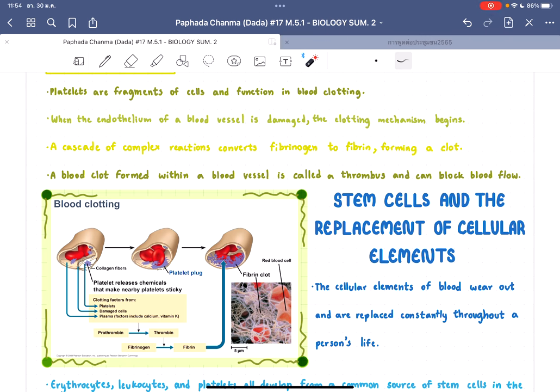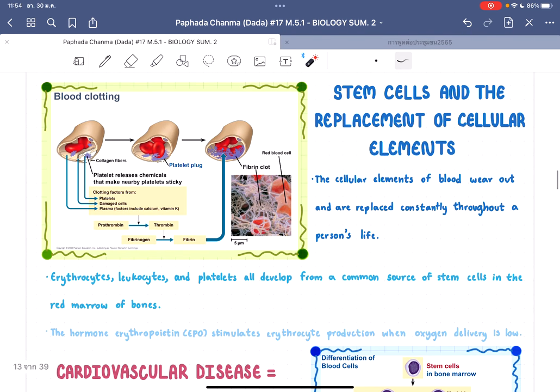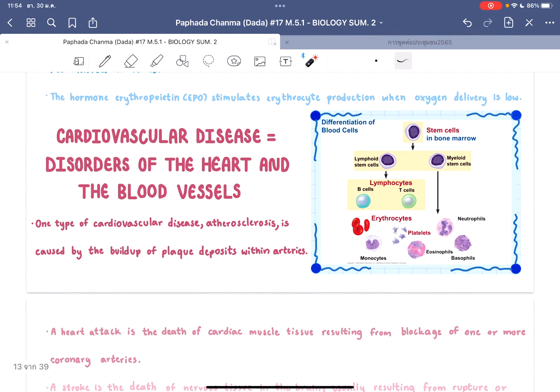You can read it. Stem cells and the replacement of cellular elements. The cellular elements of blood wear out and are replaced constantly throughout a person's life. Erythrocytes, leukocytes, and platelets are developed from a common source of stem cells in the red marrow of bone. The hormone erythropoietin, or EPO, stimulates erythrocyte production when oxygen delivery is low. And this was the picture of the differentiation of blood cells.